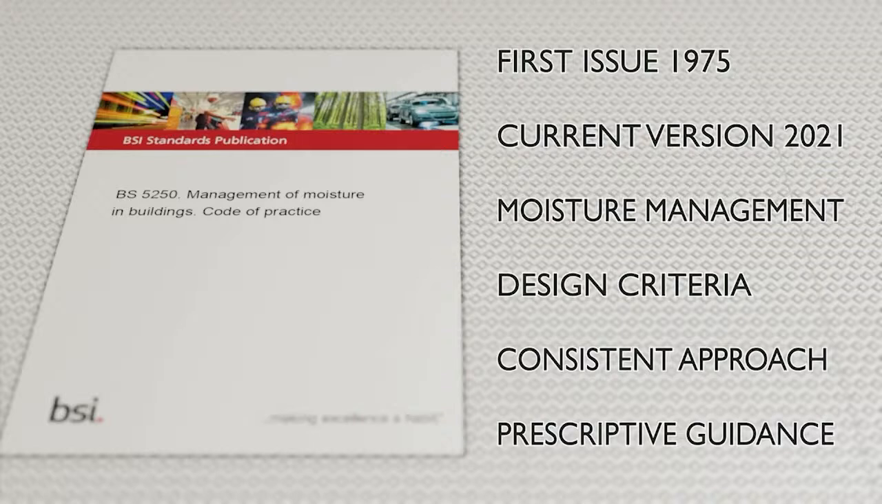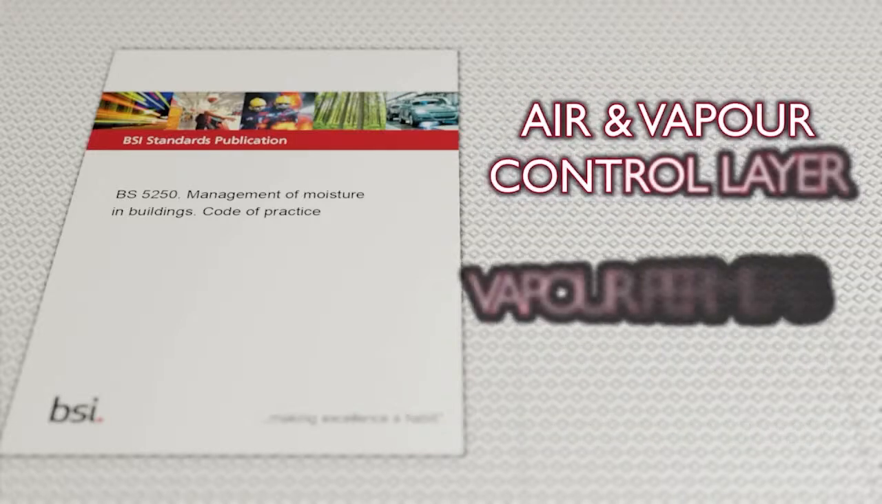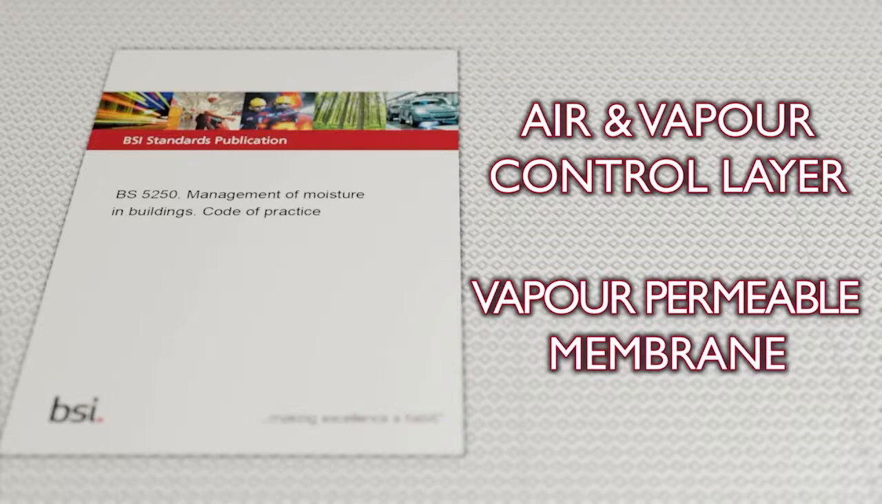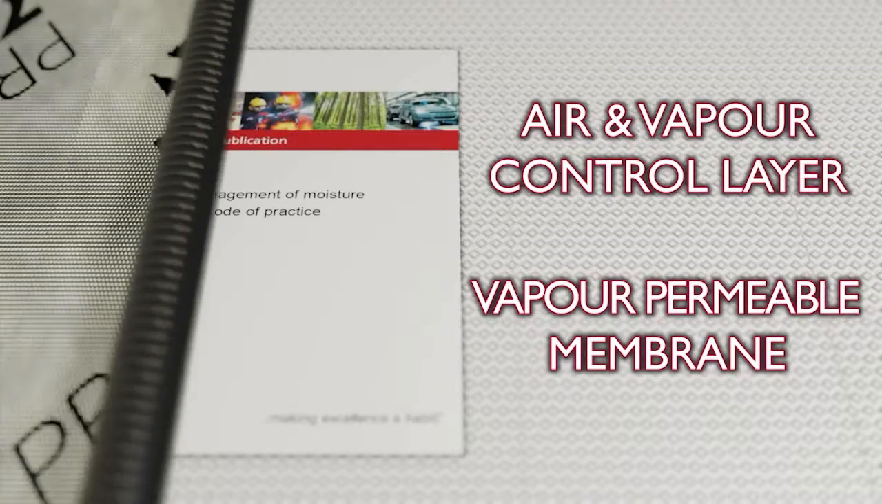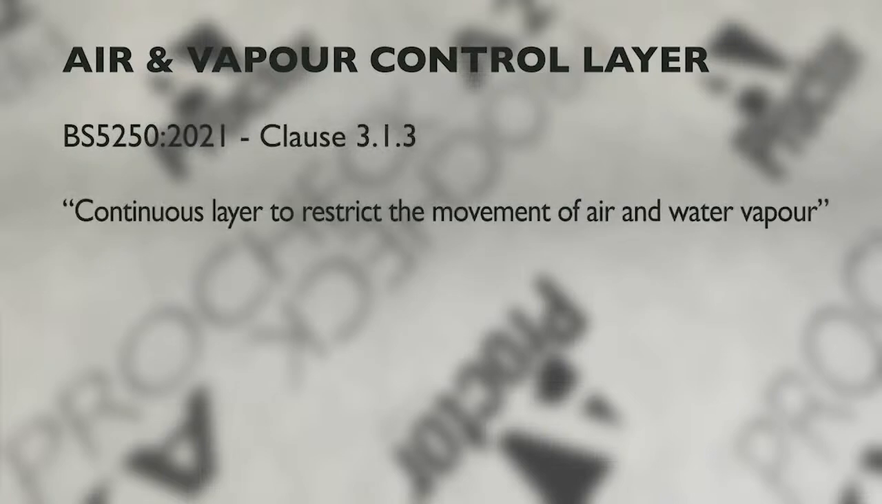The first reference point that the GD40 document makes to BS 5250 is in terms of the terminology used. BS 5250 defines specific criteria for most parts of the building envelope that affect its hydrothermal performance, but GD40 focuses mainly on two of these component definitions: air and vapour control layers, or AVCLs, and vapour permeable membranes. An air and vapour control layer is defined in BS 5250-2021 clause 3.1.3 as a continuous layer to restrict the movement of air and water vapour.